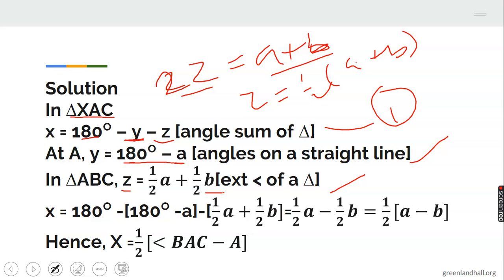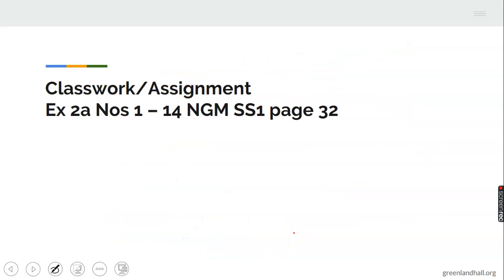And similarly, because this is what I want to show, X, I will now put it in equation 1. Putting these two in equation 1, I will have this. Then by making this the subject, because 180 will cancel 180, and when I remove half a from a, I will have half a, then minus half b here. And we know that this small x is the same thing as this angle, capital X. And this small a is the same thing as angle BAC. This b is the same thing as the angle A. Hence proved.